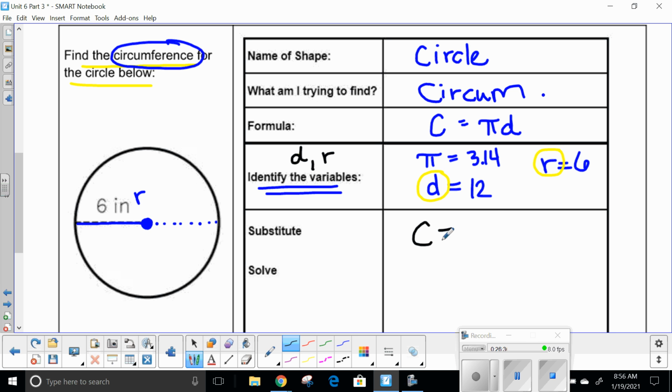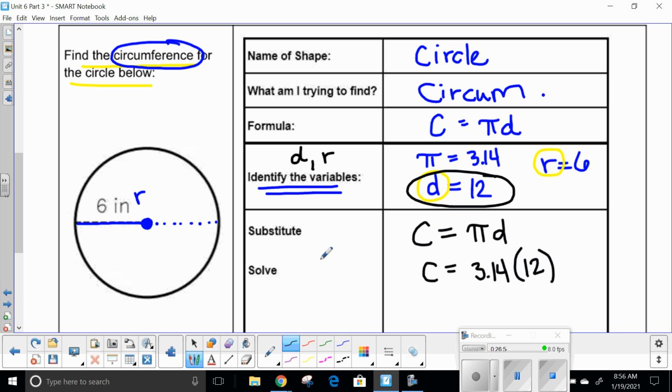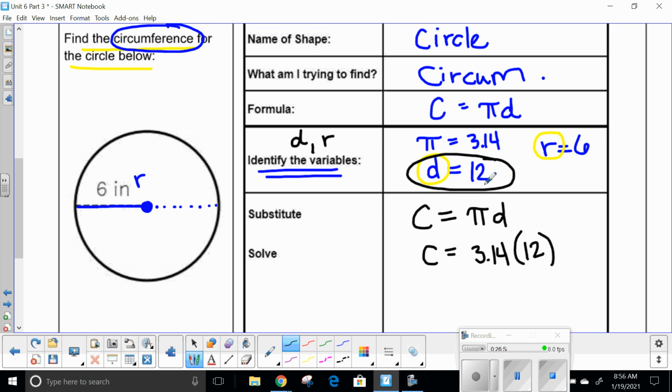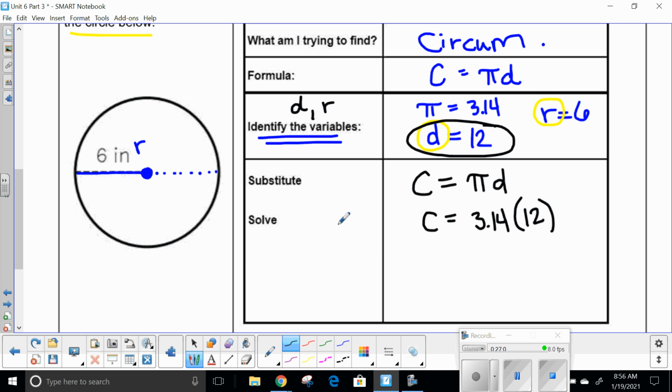Okay, now we substitute into our formula and we simply say circumference is equal to pi equals what? 3.14 times the diameter of what? Come up here, we said what? 12. Do not multiply it times 6. The reason why I make you write it out is so that you pull it out correctly. So 3.14 times 12, I think it's 58.18, I think.